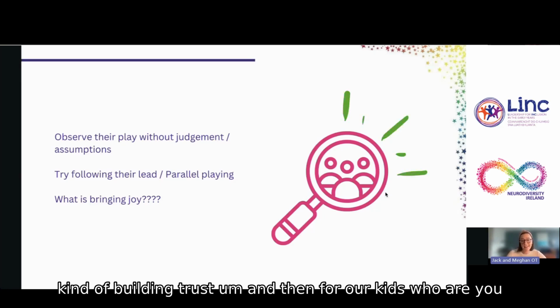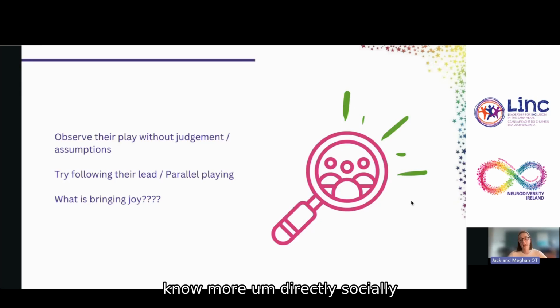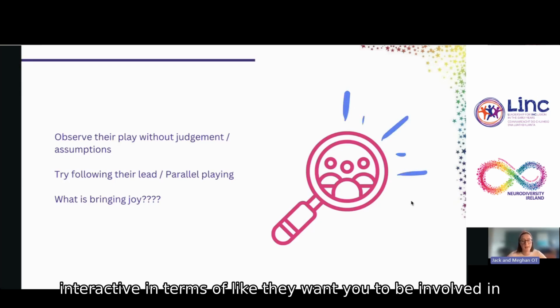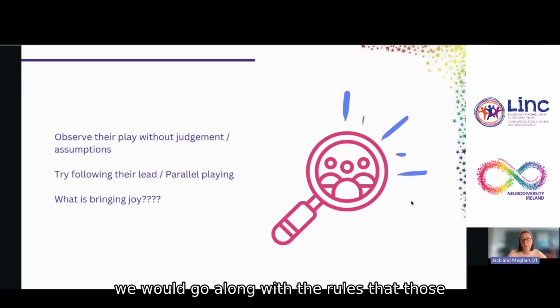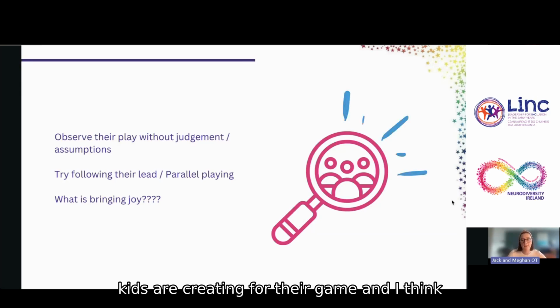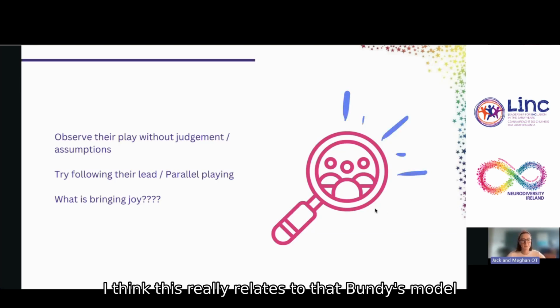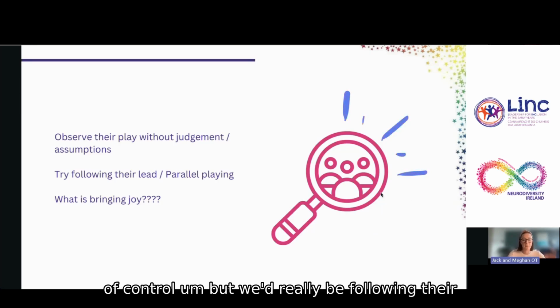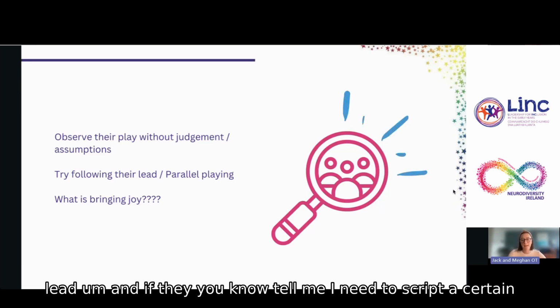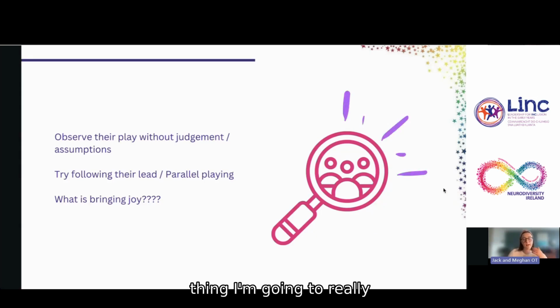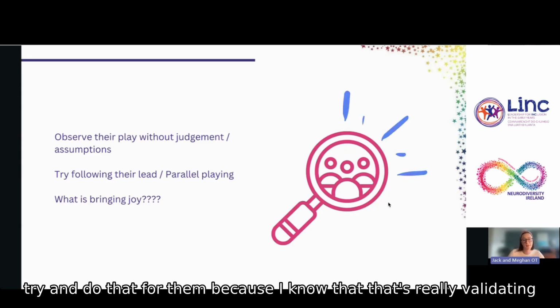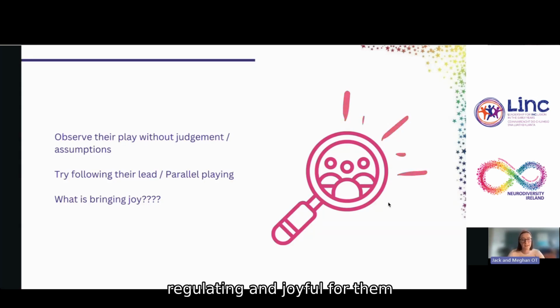And then for our kids who are more directly socially interactive, in terms of they want you to be involved in their imaginary game and play, we would go along with the rules that those kids are creating for their game. And I think this really relates to that Bundy's model of control. But we'd really be following their lead. And if they tell me I need to script a certain thing, I'm going to really try and do that for them, because I know that that's really validating, regulating, and joyful for them.